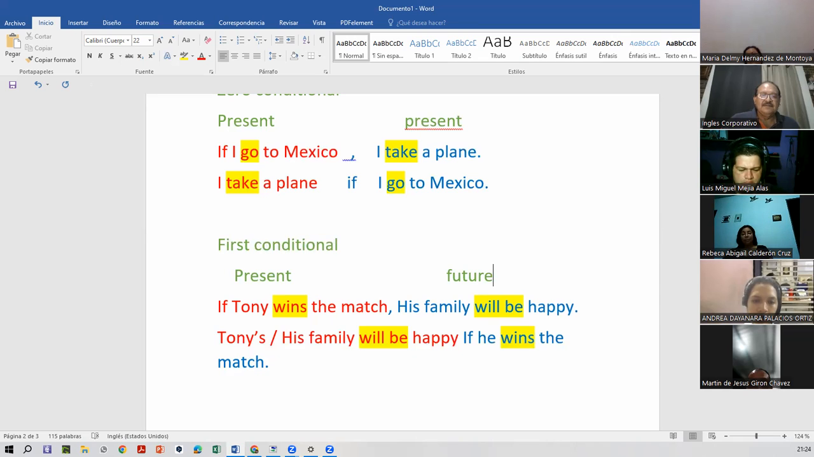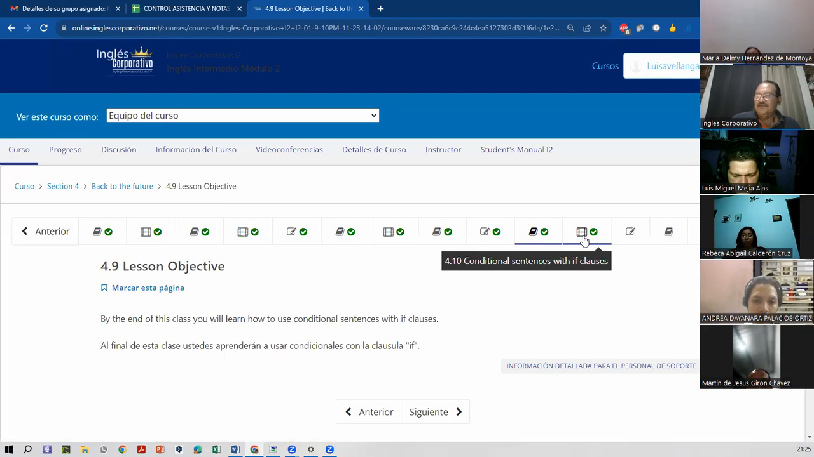If you get, what is the minimum grade to pass? 6 or 7? 8. Okay. If you get 8 in your final grade, you will pass to the next level. So the condition is if you get an 8, the result, you will pass to the next level. The condition, if you finish the platform on time, you will complete the course before it finishes. So you have an if conditional, and then you have a result. Now, I'm going to show you the video, and then after we're going to come back to this explanation to see if you all have any questions.